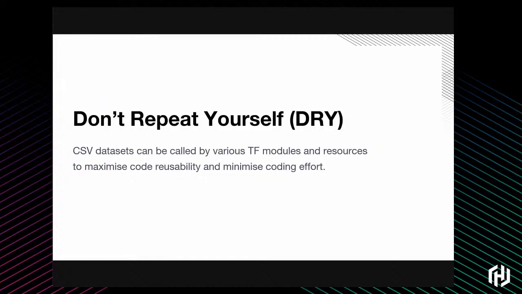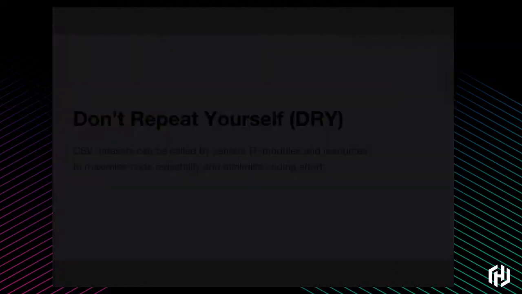Now let's talk about how we can use this pattern for the don't repeat yourself methodology. The example I have here on the screen is, let's say we have a CSV data set for resource groups or virtual machines. We can call that same CSV data set from multiple modules and resources within our code. That way we maximize the reusability of the data set, and we're not having to recreate the same amounts of data or code. It's all minimized and as DRY as possible. So let me go to the next slide.